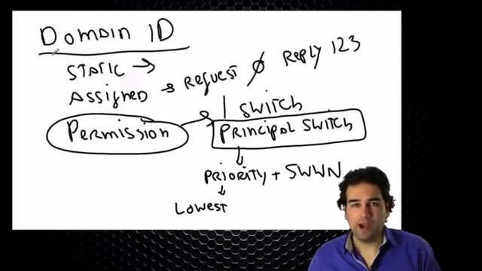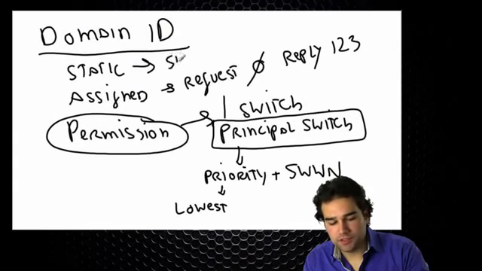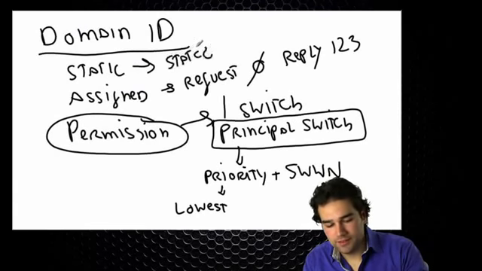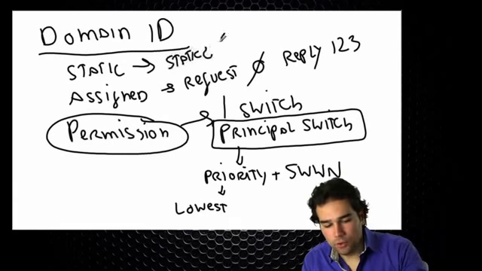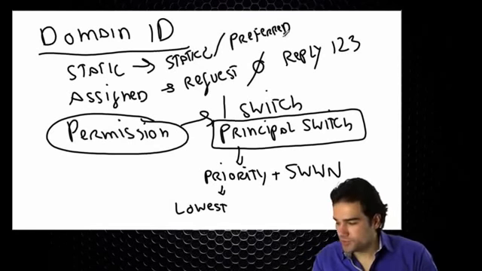So again, how do I configure static domain IDs? I can configure them in two ways. Either static, that's what I said, right? Static, or preferred. What's the difference?